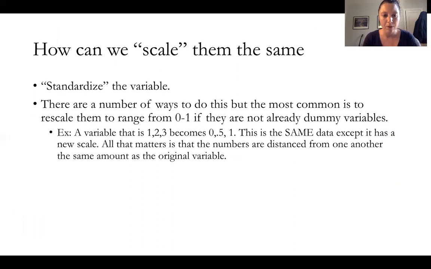So for example, if you have a variable that has 3 points, 1, 2, or 3, you can change that variable so that it's 0, 0.5, and 1. Now it goes from 0 to 1. There are fractions in between. You haven't actually messed up that data. All that matters is that the numbers are spaced the same way from one another when you transform or rescale it. It doesn't actually matter what the numbers are as long as the spacing between them is maintained.